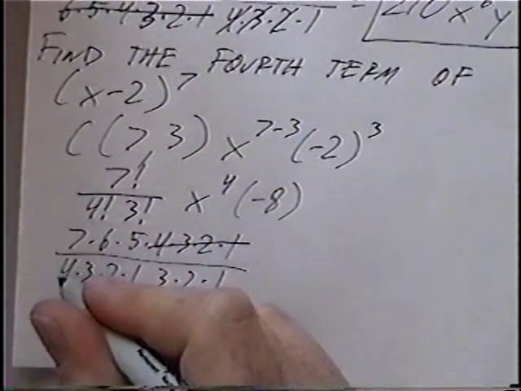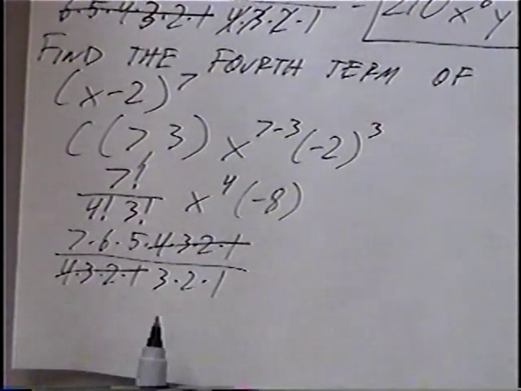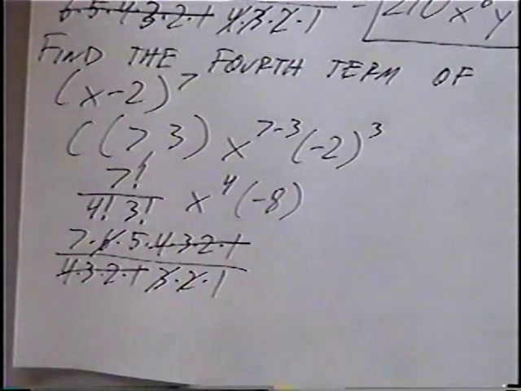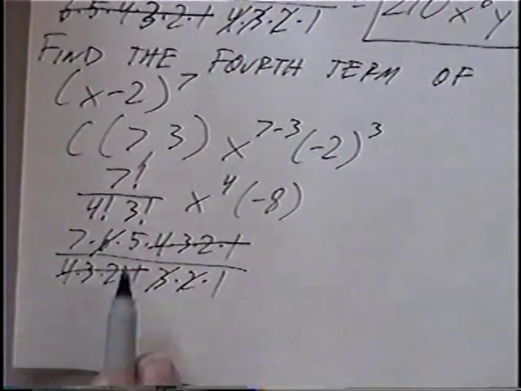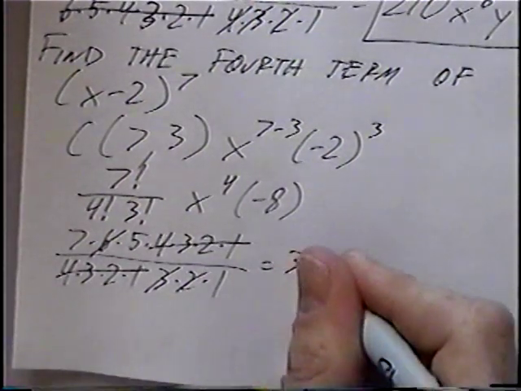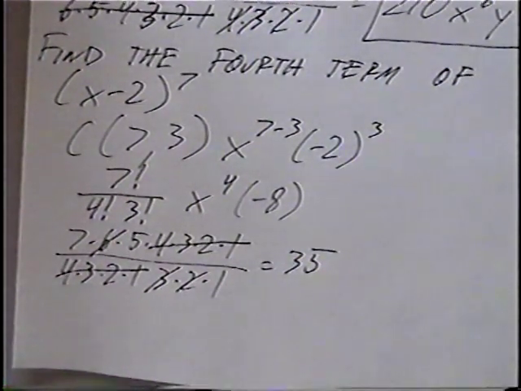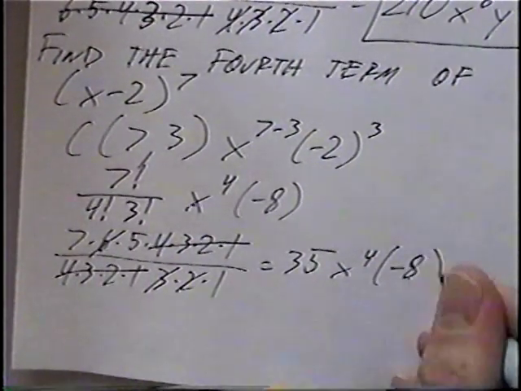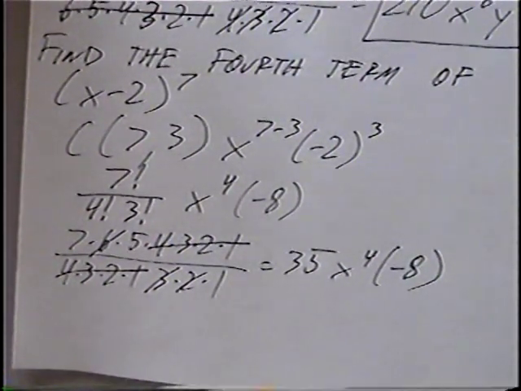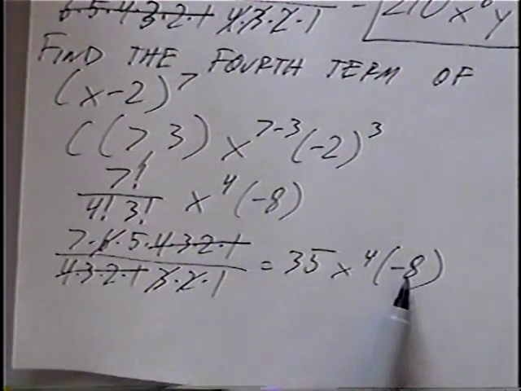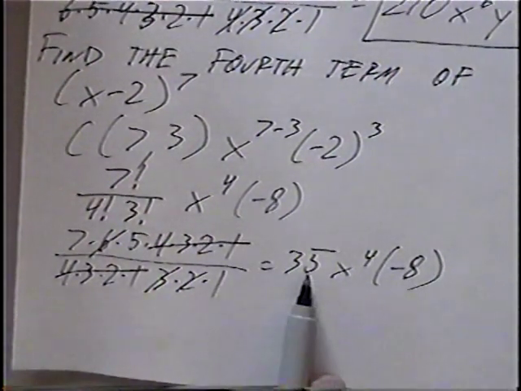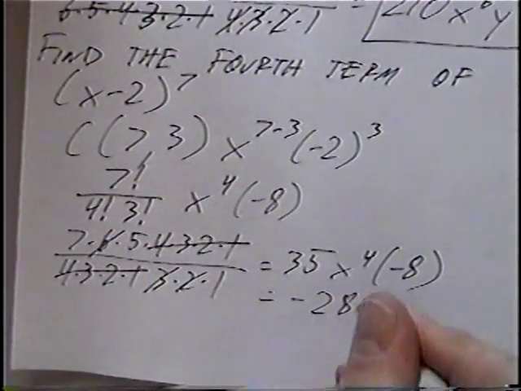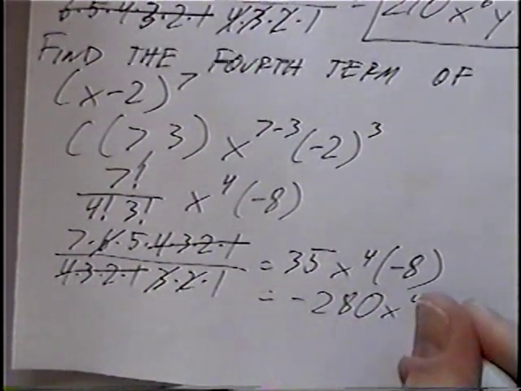4, 3, 2, 1 we can cancel. And also 3 times 2 would be 6, so the 3, 2, and 6 would cancel. We'll be left with 7 times 5, which is 35. We have x to the 4th, and we also have negative 8. Since we have a number as our last term, and we have 35, we can combine those, and that would be negative 280 x to the 4th.